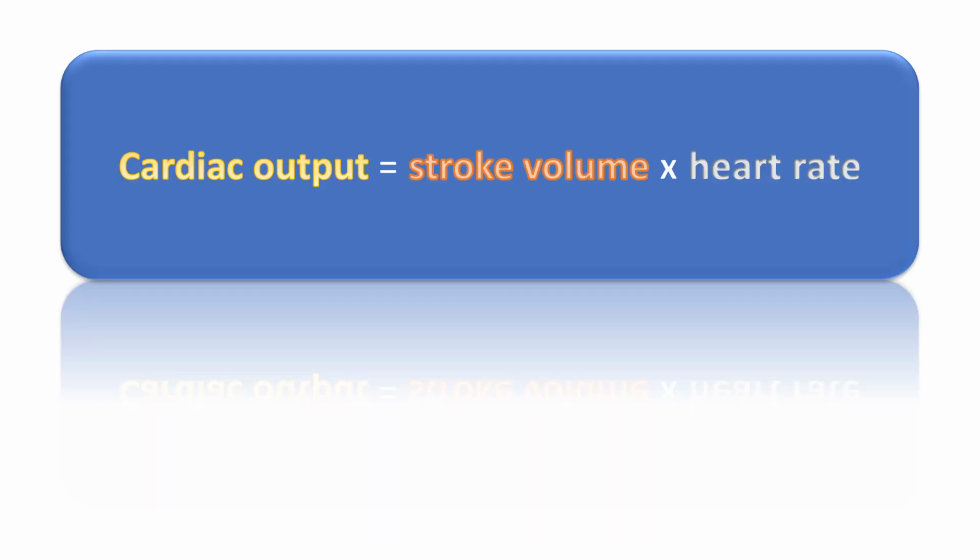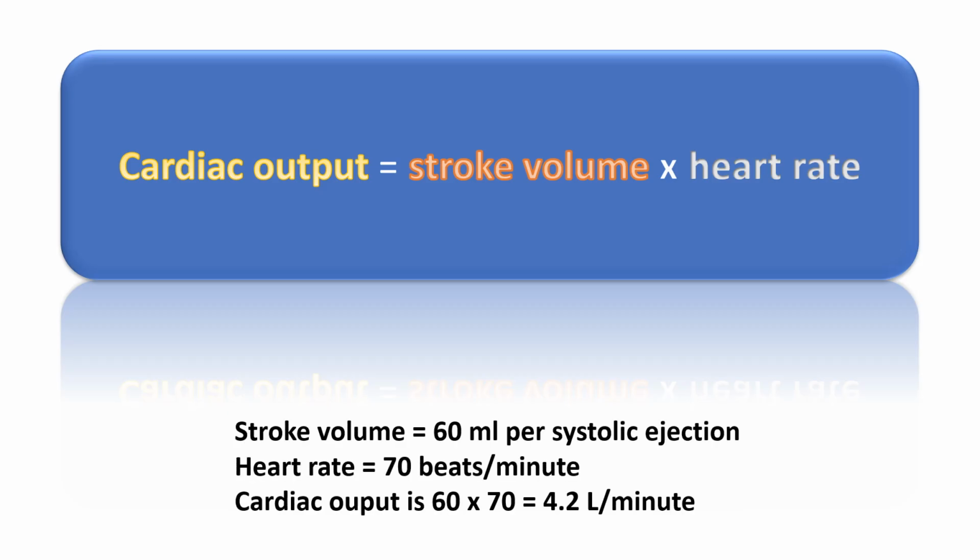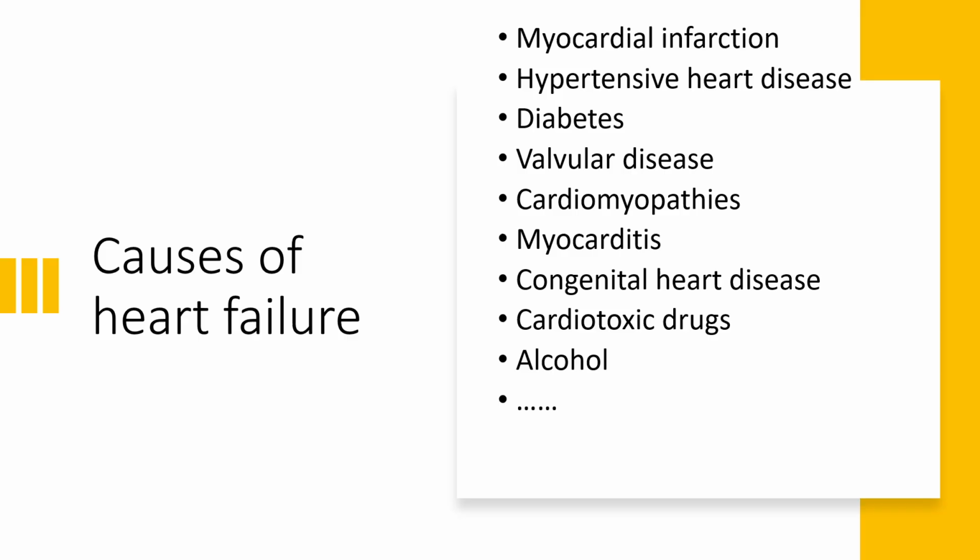Now, another formula that you need to understand and memorize is the cardiac output, which is the product of stroke volume times the heart rate. As an example, a stroke volume of 60 milliliters per systolic ejection and a heart rate of 70 beats per minute gives you a cardiac output of 60 times 70, which is 4.2 liters per minute. So this is how we calculate the cardiac output, stroke volume times heart rate.